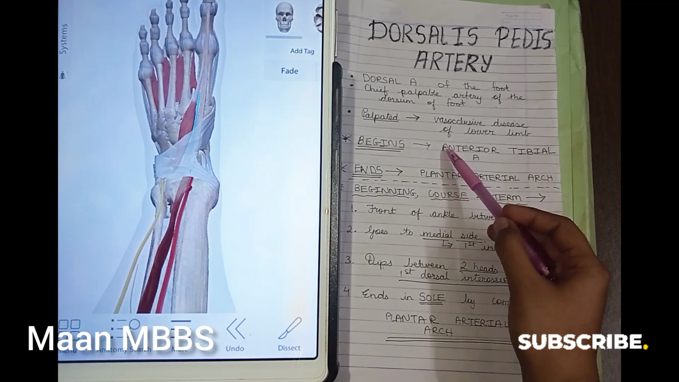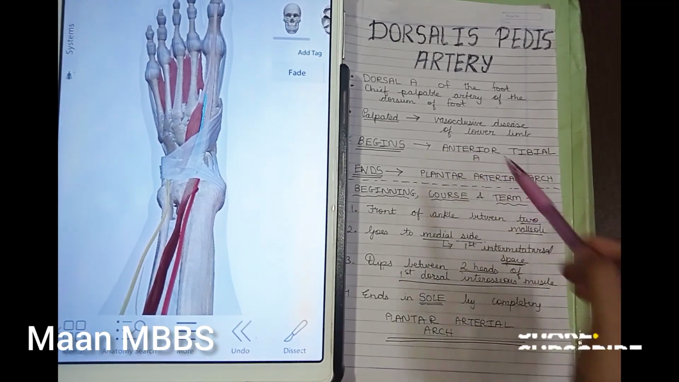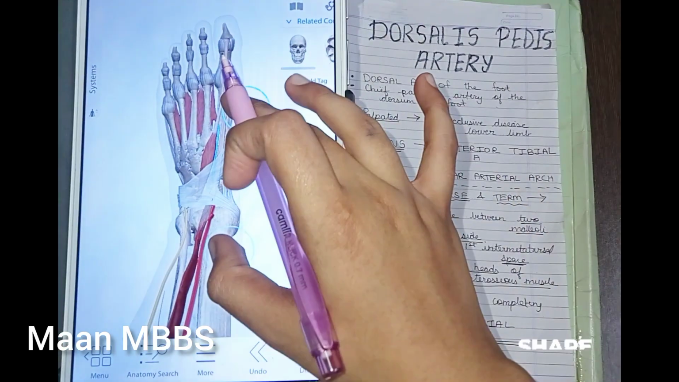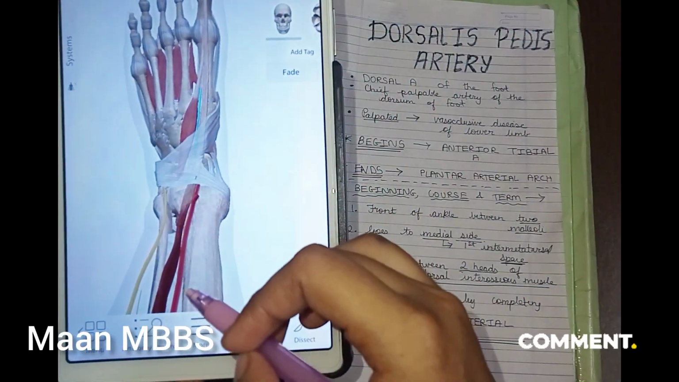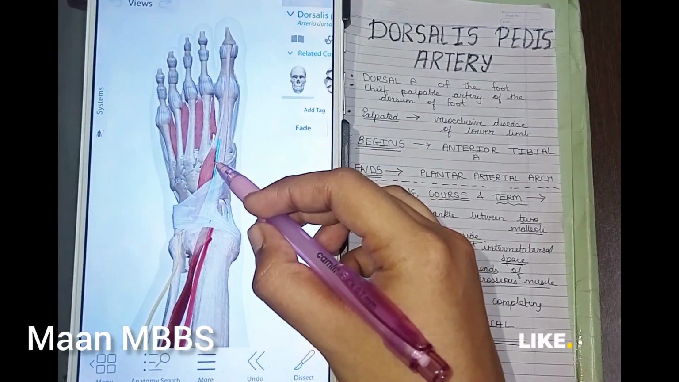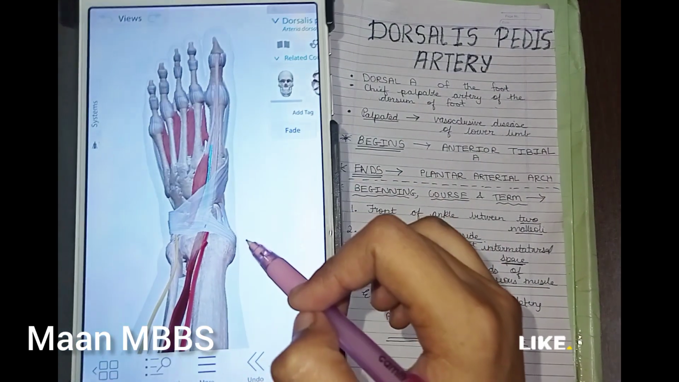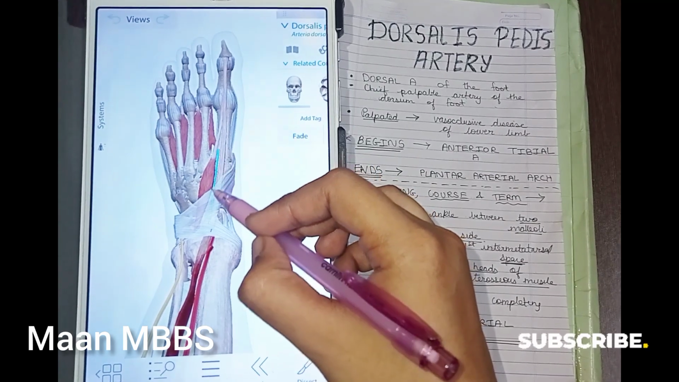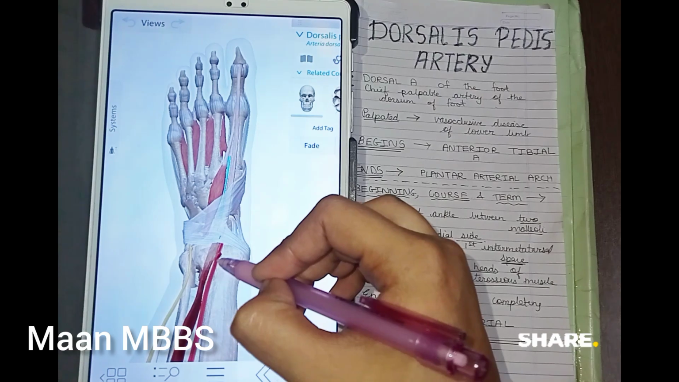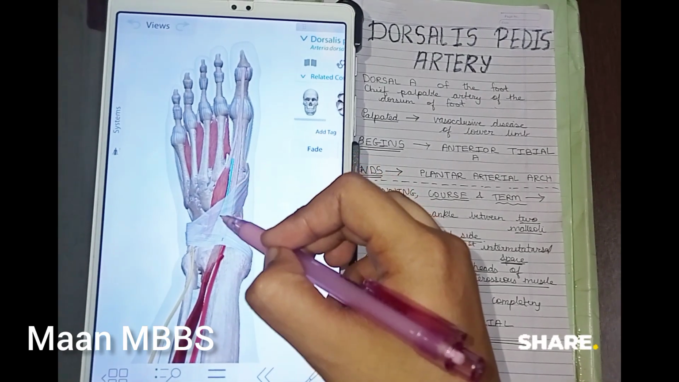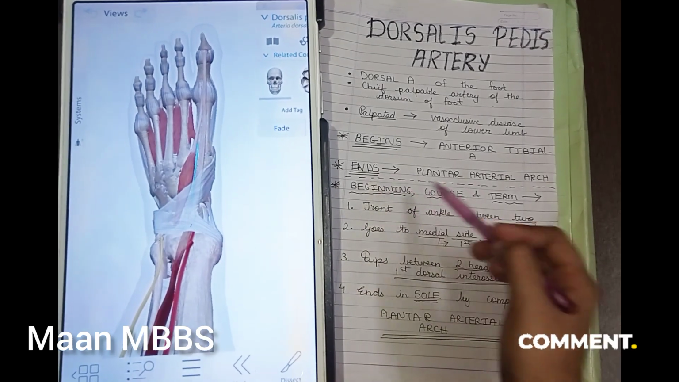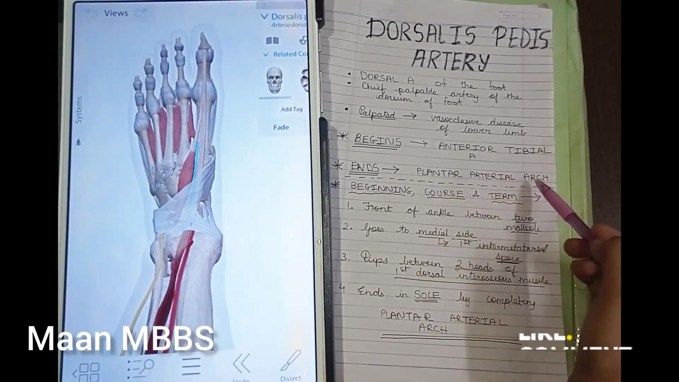It begins from the anterior tibial artery. As we can see in this 3D model, this is the anterior tibial artery and then it continues as the Dorsalis Pedis Artery. This area is the full Dorsalis Pedis Artery and this is the anterior tibial artery. And it ends as a plantar arterial arch.